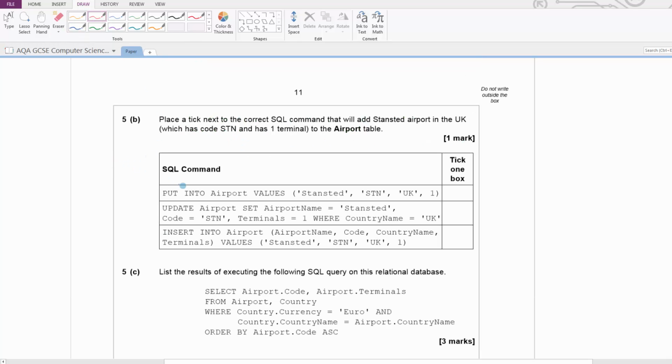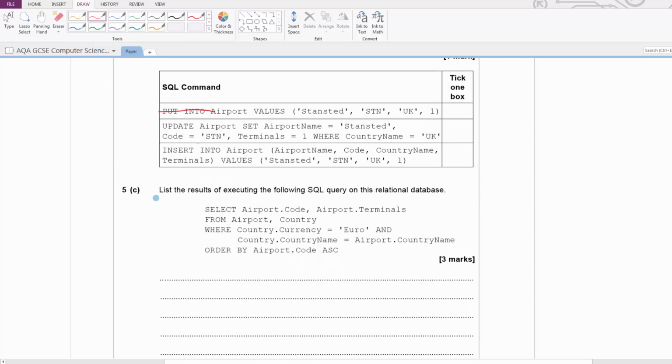We're now given this table and we have to put a tick next to the correct SQL statement that will add Stansted Airport, which has this code and one terminal, into the airport table. So first of all, we've got put into airport value Stansted SDN UK1. Well, firstly, SQL put into isn't an SQL statement. If it was pseudocode, that'd be fine, but this is not a programming language, this is a query language, but that's not going to be in the syntax. Hopefully you should realise that you should eliminate that pretty quick.